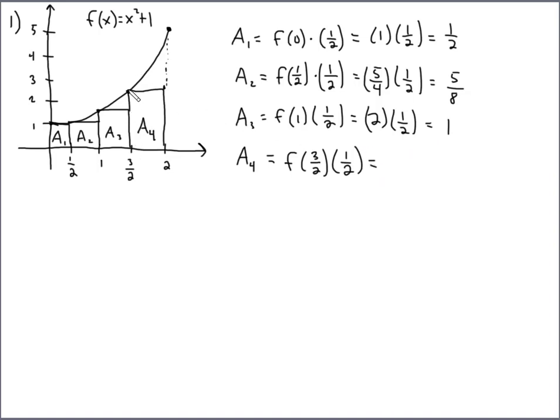Plug in 3/2 to the function, that gives us the height of the rectangle. The width is 1/2, so how do we find the height? Plug it into the function. 3/2 squared is 9/4. 9/4 plus 1, 13/4. So 13/4 times 1/2 gives us 13/8. And so the approximate area of these things is the sum from A1 to A4.